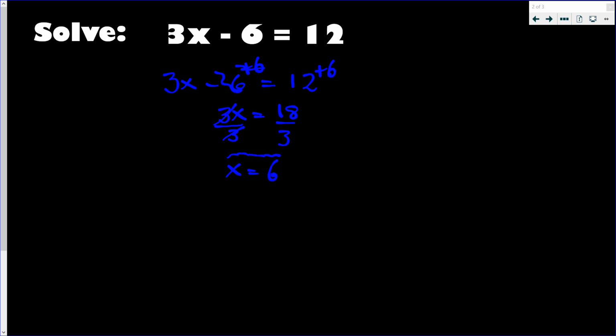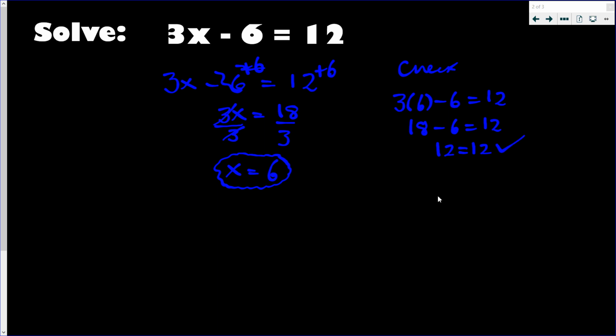And that's my solution. And we always do a nice little cloud around it to make it nice and neat for our teacher to be able to correct. And out to the side, we do a check. All right, so wherever I see an x, I'm going to put my 6. And we're hoping that equals 12. I'll write this one a little bit neater. So 3 times 6 is 18. Minus 6 equals 12. And then 18 minus 6 is 12. So I end up with 12 equals 12. And what that means is my solution works. So we're good. All right, let's have a look at one more.